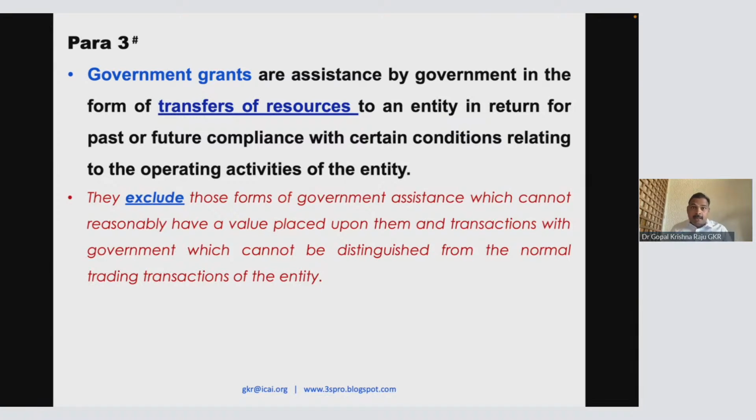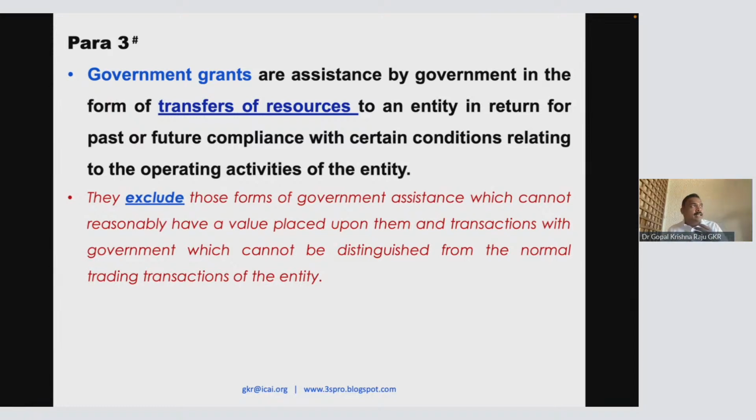Sometimes, in compliance with certain conditions, I'll give the Institute of Chartered Accountants of India land. They got government grant in the form of allotment of land. So the land allotment, is it a grant? In what form will it be a grant? Please wait for some time, I'll come to that measurement part.